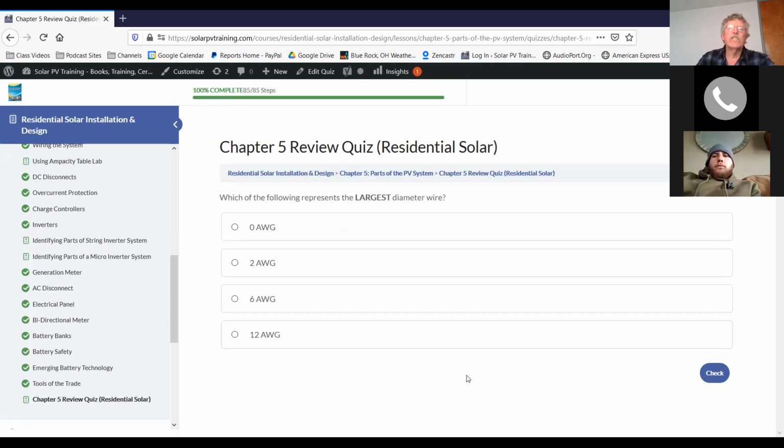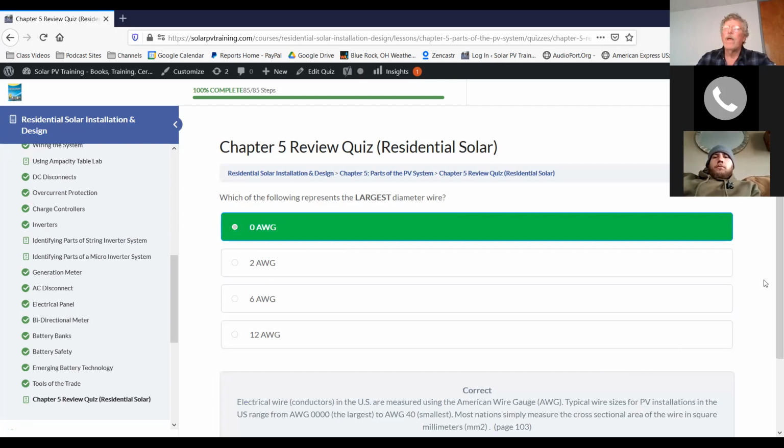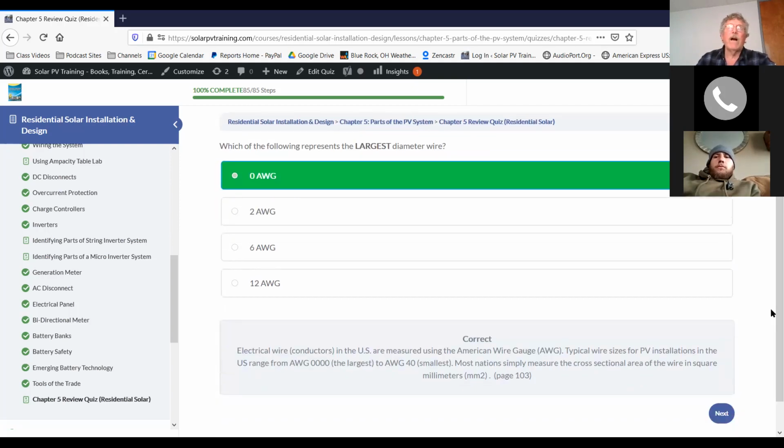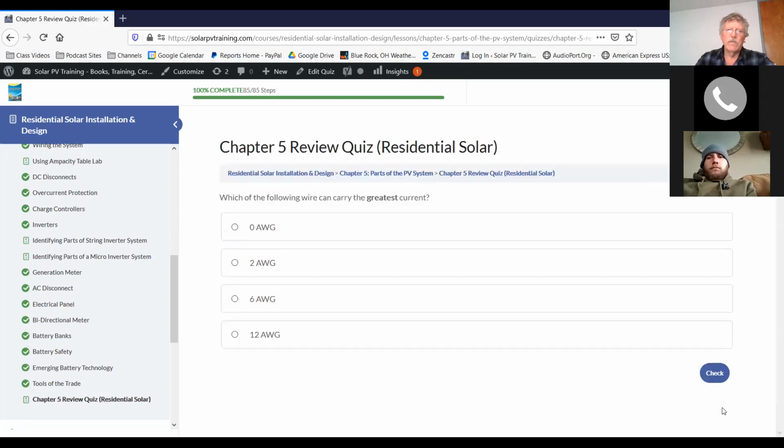Which is the largest diameter wire of these four? Well, once again, counterintuitively, the smaller the number, the bigger the wire. So 0 gauge is bigger than 2, and 2 is bigger than 6, and 6 is bigger than 12. Typically in our field, I always recommend that you don't use anything smaller than 10 gauge, because first off, the difference between 10 gauge and 12 gauge is minuscule as far as price, and you never get in trouble using bigger wire. So 10 gauge is just a good rule of thumb. Don't use anything smaller.